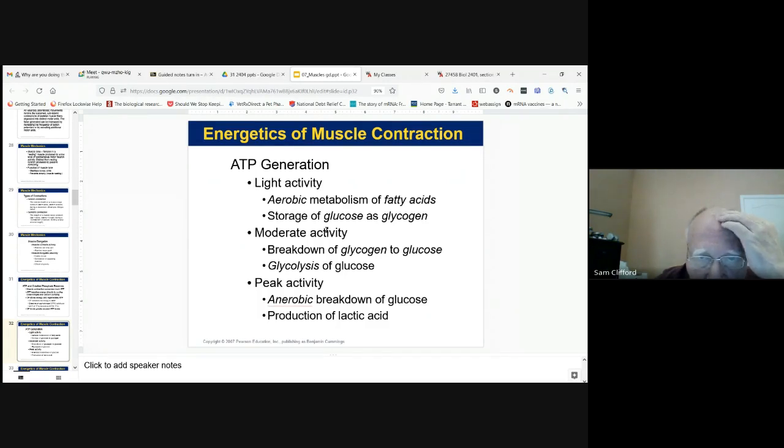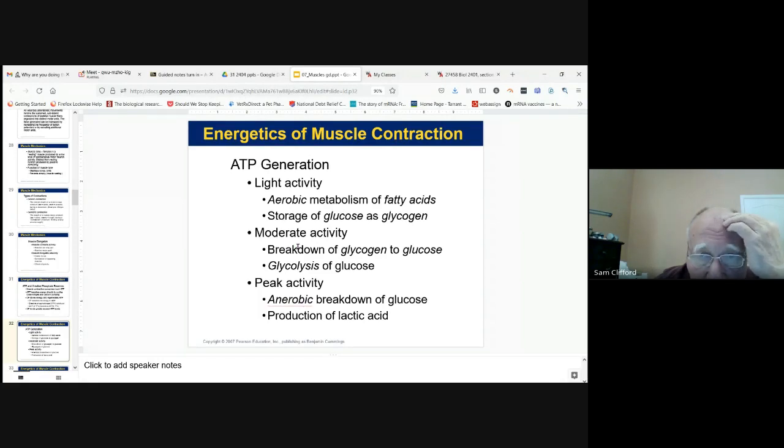So you can have line activity, aerobic metabolism of fatty acids, stores glucose in the liver. If you want to have more glucose available to generate ATP by the mitochondria, and then peak activity, anaerobic, very, very quick breakdown, and that's without oxygen.